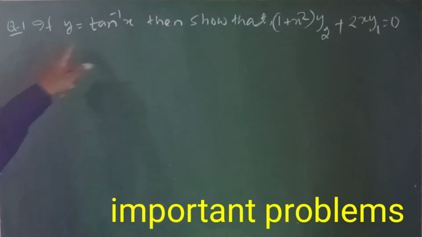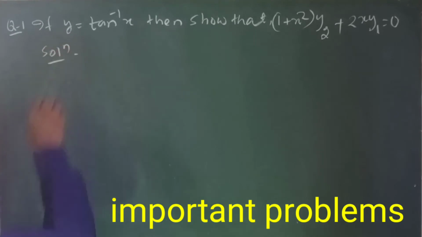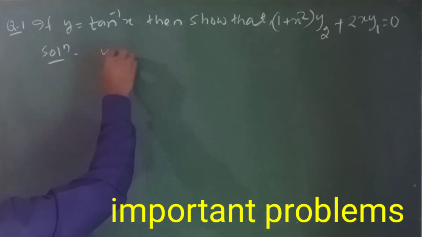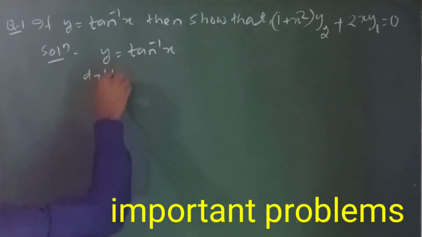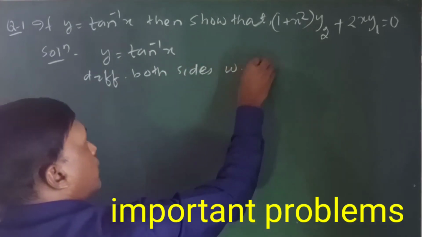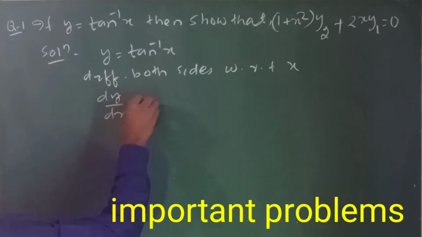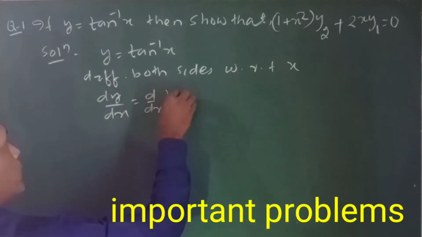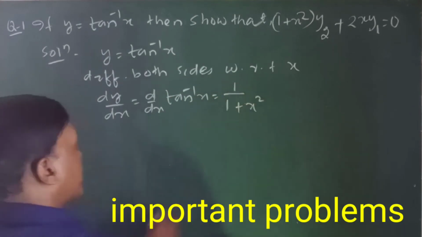One important question, if y is equal to tan inverse x, then show that 1 plus x square into y2 plus 2xy1 is equal to 0. Now the solution is, given y is equal to tan inverse x. Now differentiating both sides with respect to x, we get dy by dx is equal to derivative of tan inverse x, which is 1 by 1 plus x square.